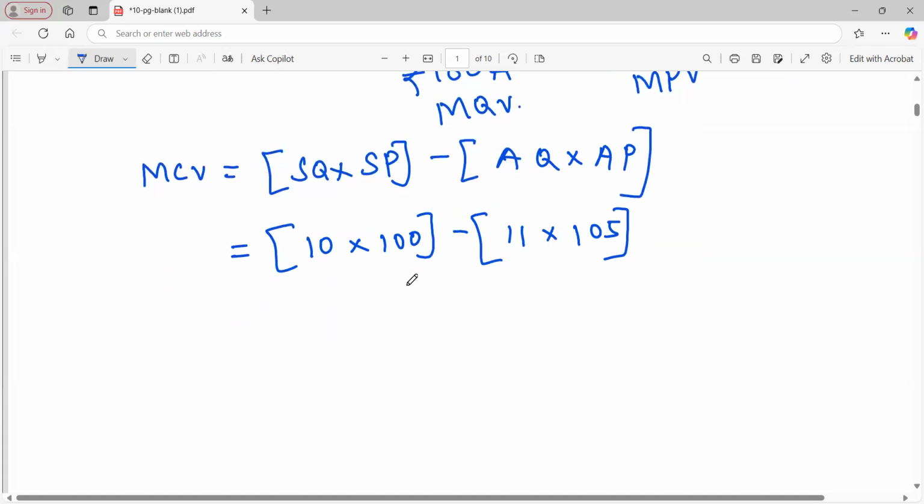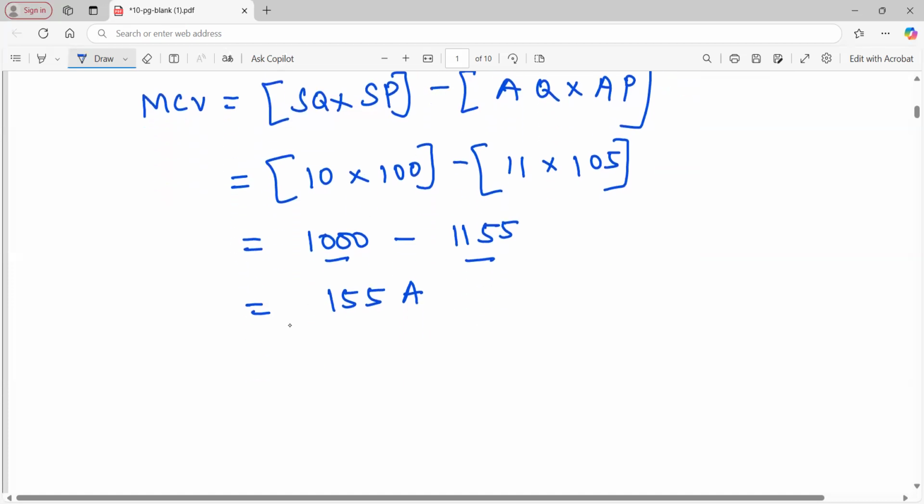So here, this is 1000 minus this is 1155. So the variance is 155 adverse. Why? Because the standard cost for the company is only 1000, but actually the company paid 1155. So this is an adverse variance.